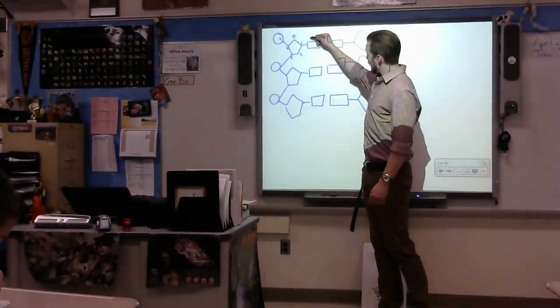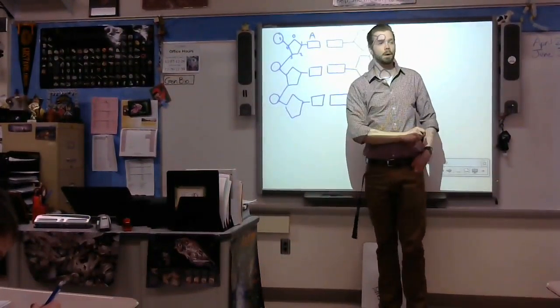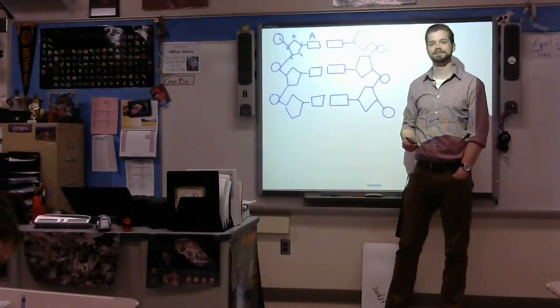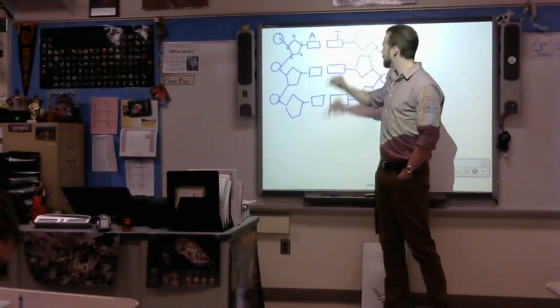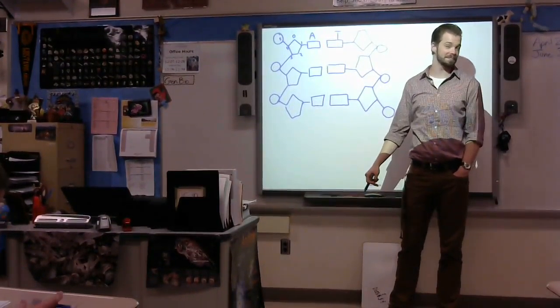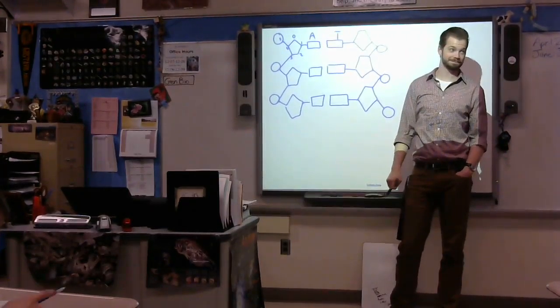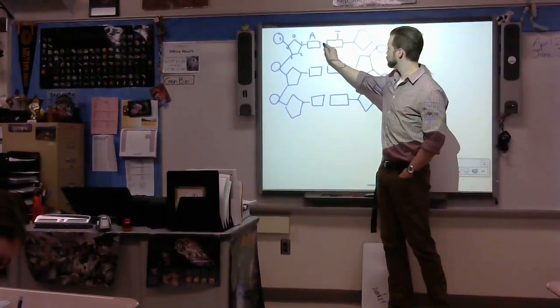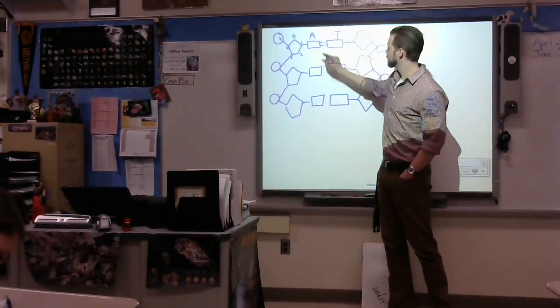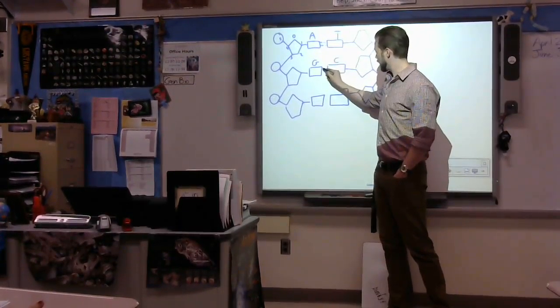Let's just say we had an A. What would that bond to? T. How many hydrogen bonds does AT have? It's either 2 or 3. 2. 2 dotted lines. G and C will have 3.